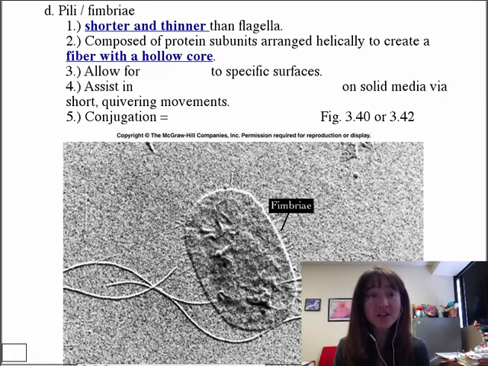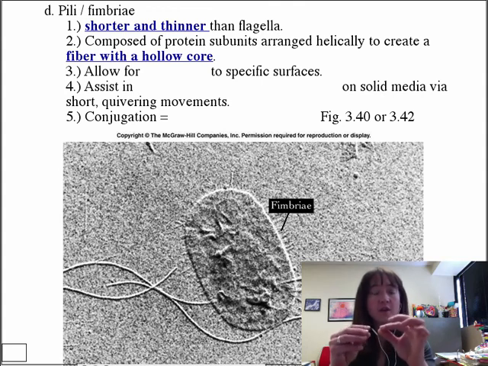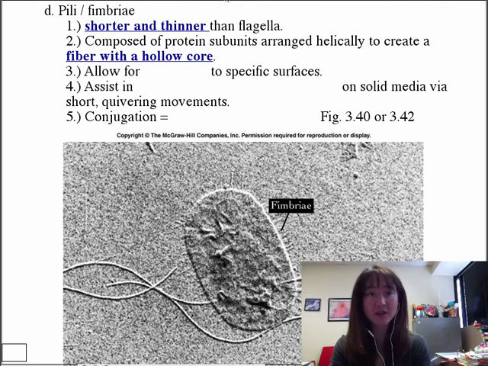In terms of function, pili and fimbriae will allow for adherence to certain surfaces. For example, many of those bacteria that do cause urinary tract infections will have certain adhesins, specific proteins, on their pili that allow them to bind to glycans on the urinary tract that enables them to hold on even when urine is voided. So that's a very functional ability of these pili or fimbriae. So they allow for adherence to particular surfaces.